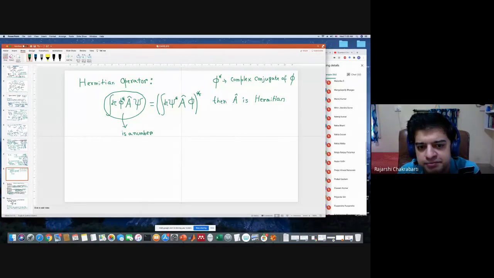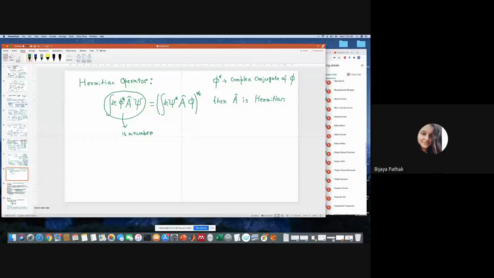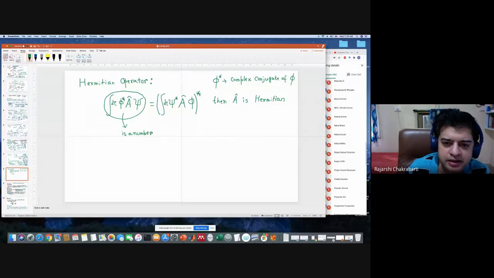Hello, sir. Sir, is there any physical significance of this Hermiticity? We have always studied that the operator should be Hermitian and then equate and all this, but what is the physical meaning behind it? Why does it have to be Hermitian?